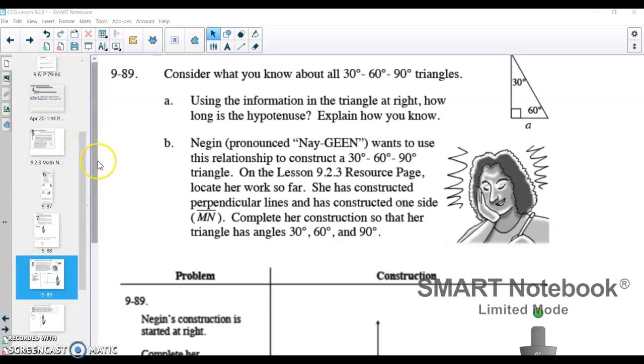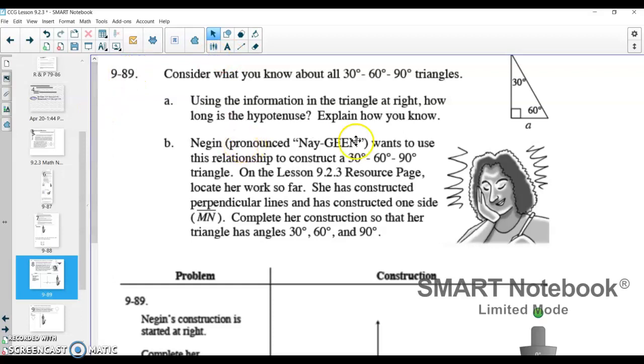Okay, starting here, we have: using the information in the triangle at the right, how long is the hypotenuse? So they're asking how long is this side right here, the hypotenuse? And we know that 30, 60, 90 triangles have a special relationship.